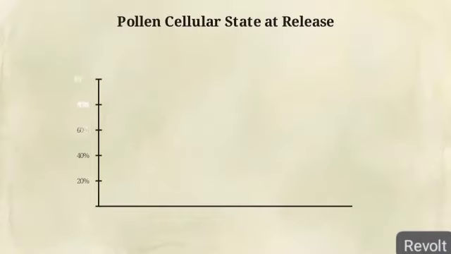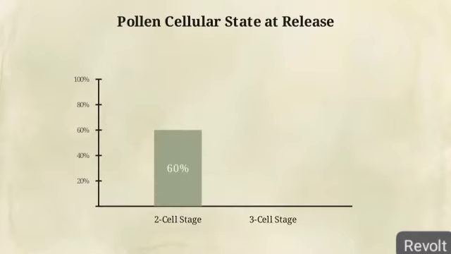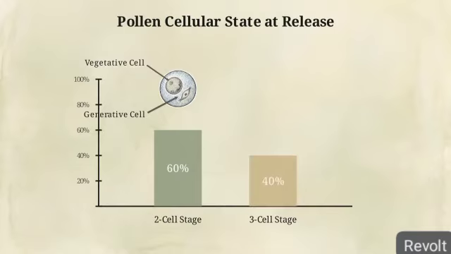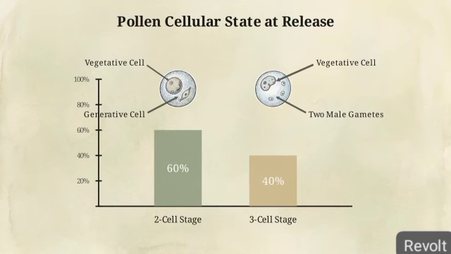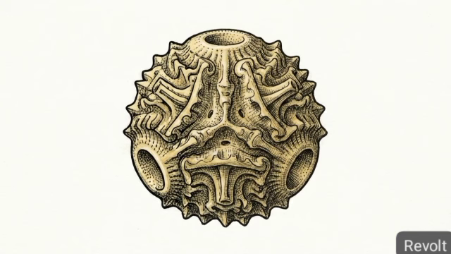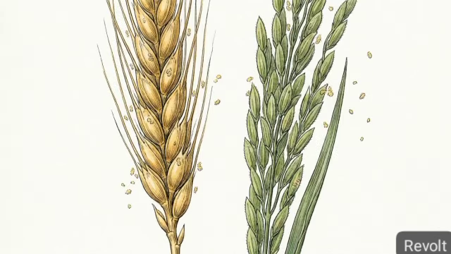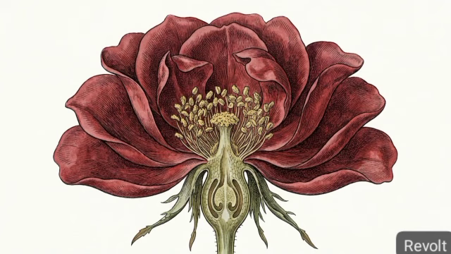This chart breaks down the cellular state of pollen at the moment of release. In roughly 60% of angiosperms, pollen is shed at the exact two-cell stage we just observed, containing only the vegetative and generative cells. In the remaining 40% of species, the generative cell undergoes an early division. This pollen is shed at a three-cell stage, carrying two distinct male gametes at launch. Once released, pollen faces strict viability limits. Wheat and rice pollen expire in 30 minutes, while pollen from the Rosaceae family maintains functionality for several months.